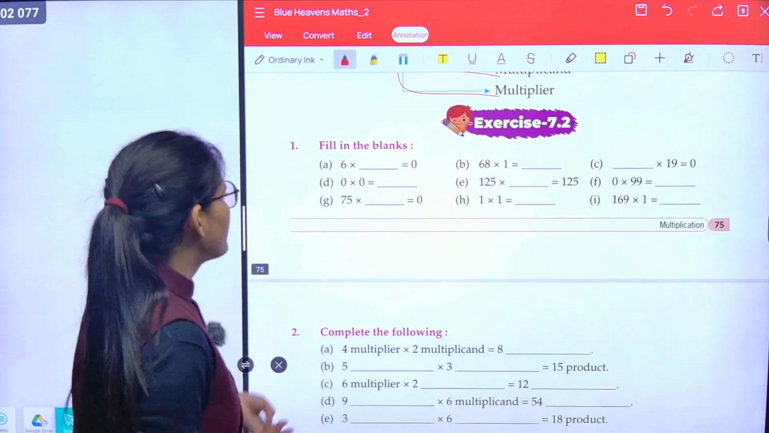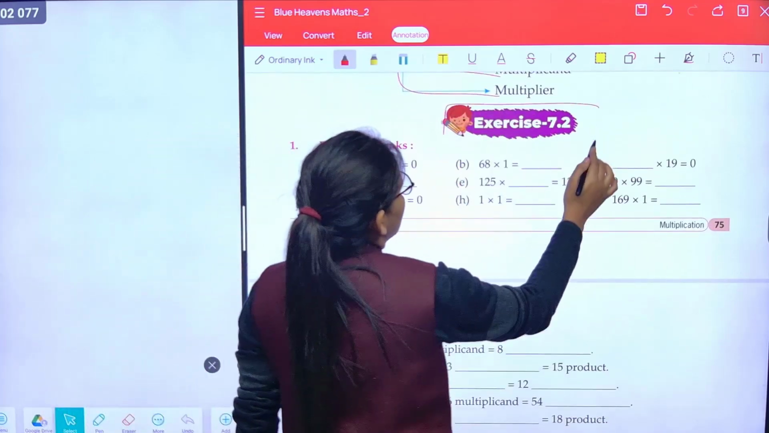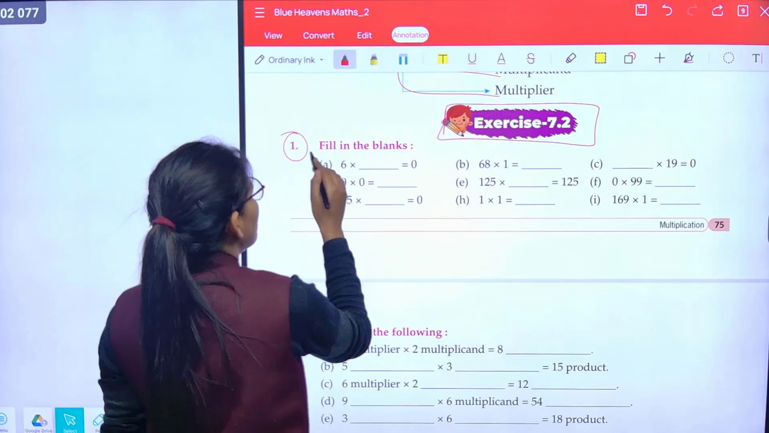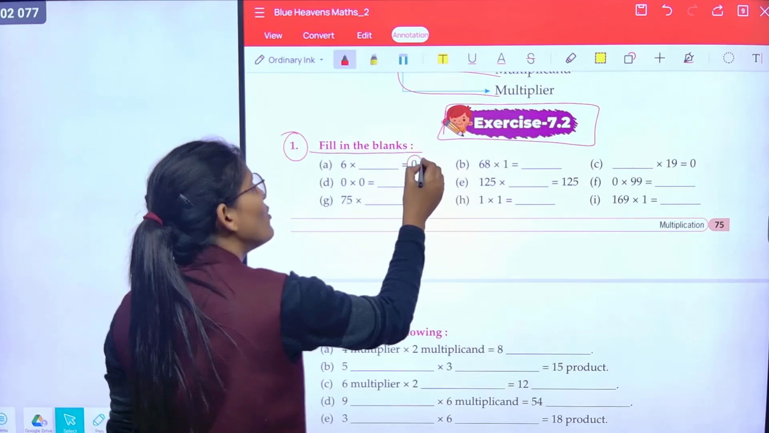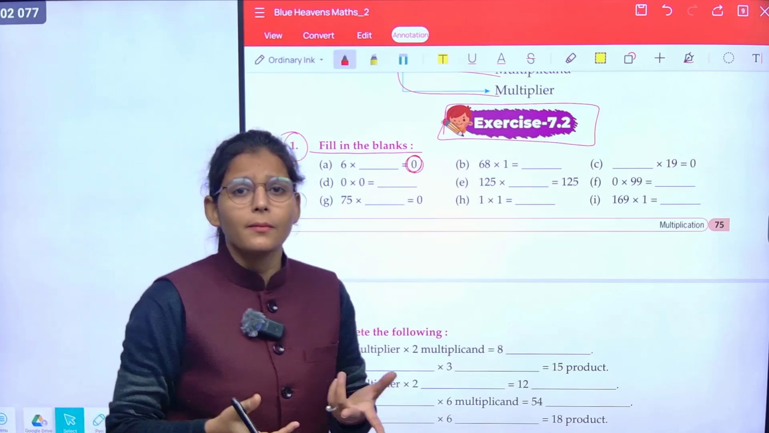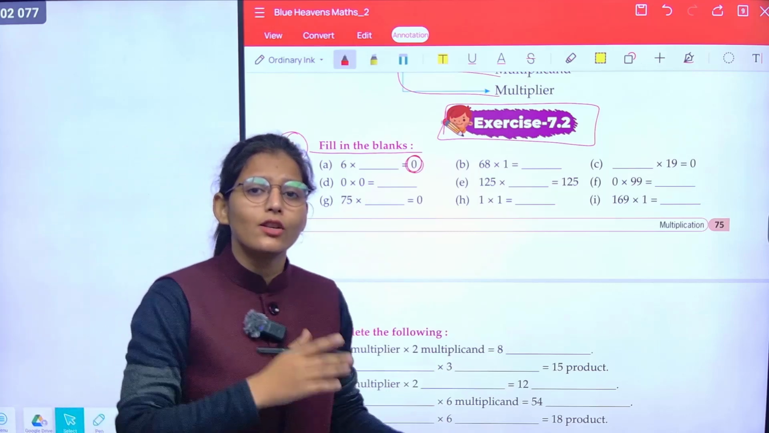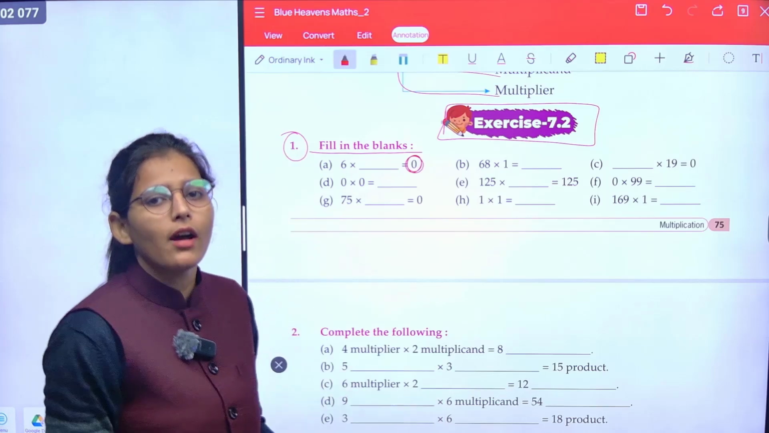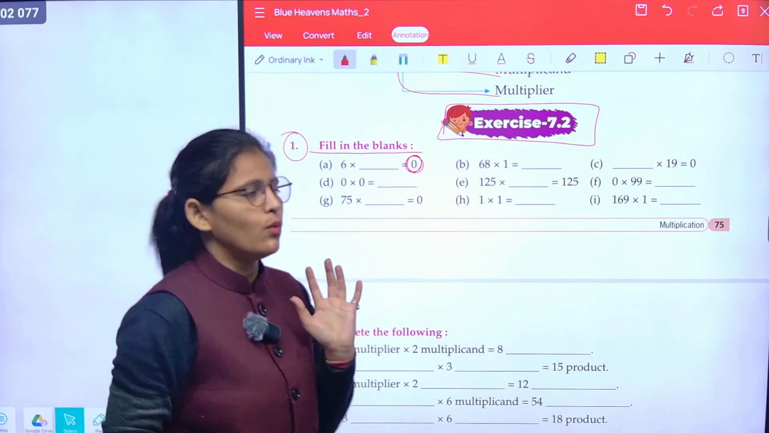Okay. Now come to exercise 7.2. Question number 1, fill in the blanks. Now class, 0 is our product. When we multiply any number by 0, or multiply 0 by any number, what is the product? It is 0. Always 0.